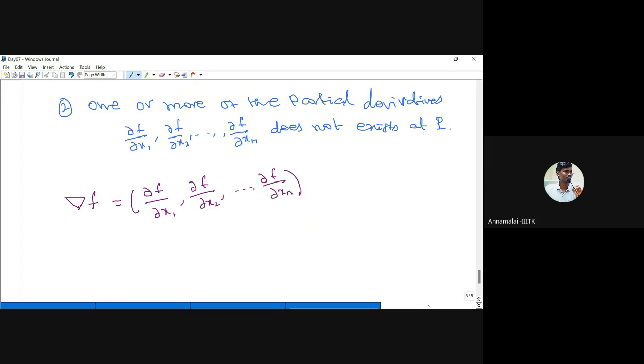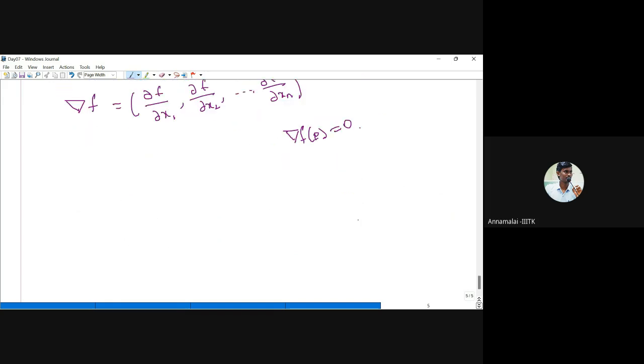This is del f. So simply saying, if f has a local maximum or local minimum at a point P, then del f at P is 0. That is the first condition. Del f at P is 0. So del f is an n-tuple: the first is the derivative of f with respect to x1, the second is the derivative of f with respect to x2, and so on. Now, next definition: critical point.